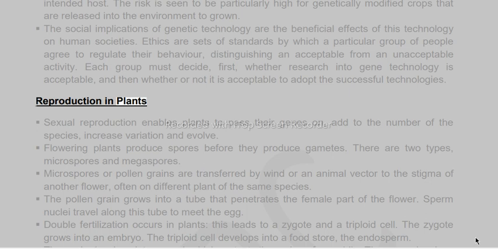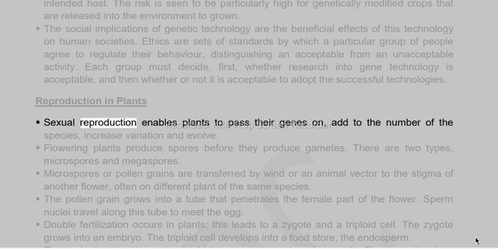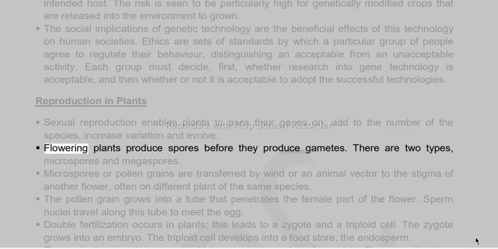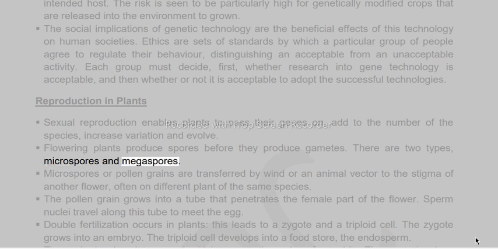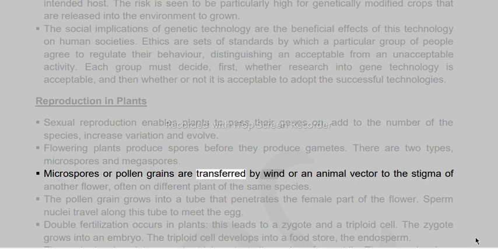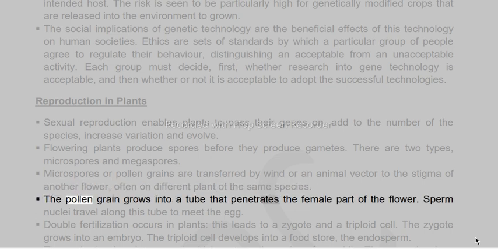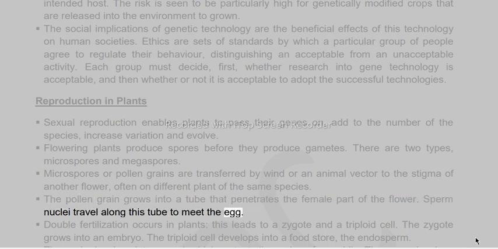Reproduction in plants. Sexual reproduction enables plants to pass their genes on, add to the number of the species, increase variation, and evolve. Flowering plants produce spores before they produce gametes. There are two types, microspores and megaspores. Microspores or pollen grains are transferred by wind or an animal vector to the stigma of another flower, often on a different plant of the same species. The pollen grain grows into a tube that penetrates the female part of the flower. Sperm nuclei travel along this tube to meet the egg.